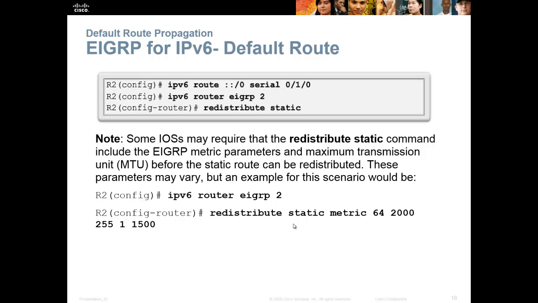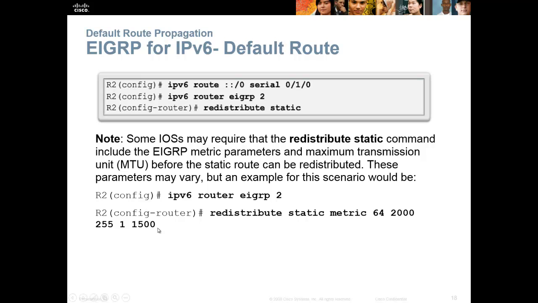Now, if it's an external route, sometimes, and we're going to talk about route redistribution, it's not a CCNA topic. What they're saying here is sometimes, depending on where you're pushing this default route out to, you may have to list other parameters. So in this case, it's redistribute static, and then we're going to include a new metric along with this command: bandwidth 64, delay of 2,000, reliability of 255, load of 1, and an MTU size of 1500.